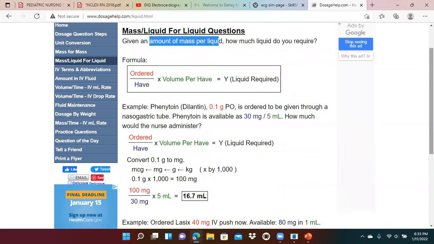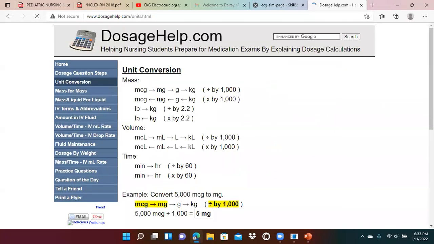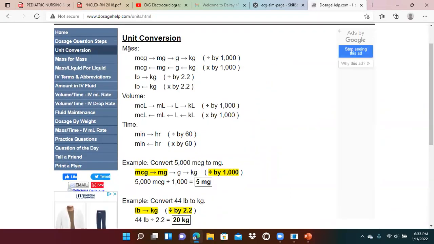So now let me show you how to do unit conversion, important for the board exam. So here we are talking about unit conversion. Microgram to milligram, milligram to gram, or gram to kilogram, always divide by 1000, because 1 milligram equals 1000 microgram, 1 gram equals 1000 milligram, and 1 kilogram equals 1000 gram.